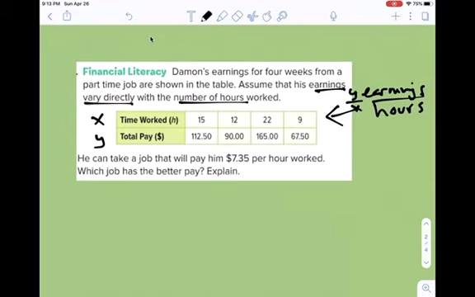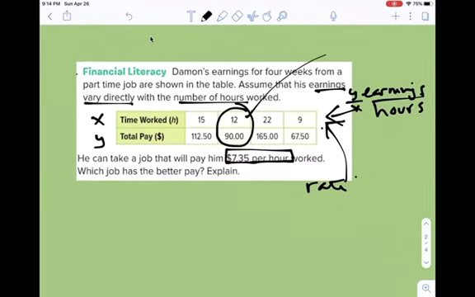Which job has the better pay? All right, so the other job is $7.35 per hour. What we've got to do is look at this table and figure out how much money he's making per hour. Well, remember, if we can figure out the rate from here, which I think we can, that rate is going to give us a number that we can then compare to that $7.35. So let's just take any one of these numbers. Let's take 12 and 9. We're going to put it into this equation, so earnings per hour.